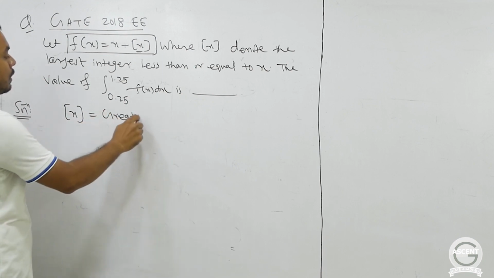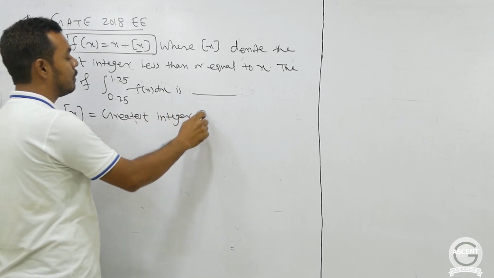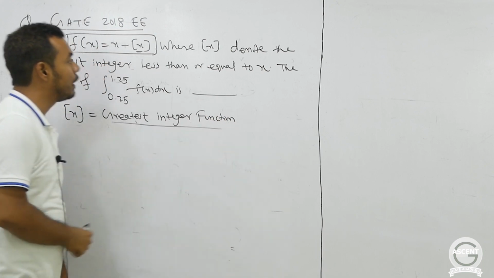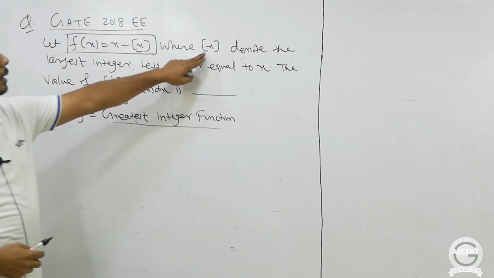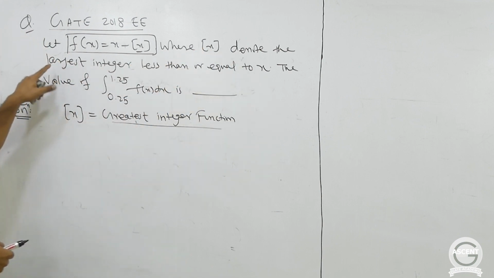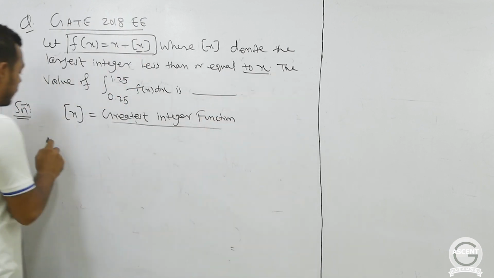This is nothing but the greatest integer function, and the meaning of this function is, this bracket [x] denotes the largest integer less than or equal to x. Okay, so let me give you some examples.